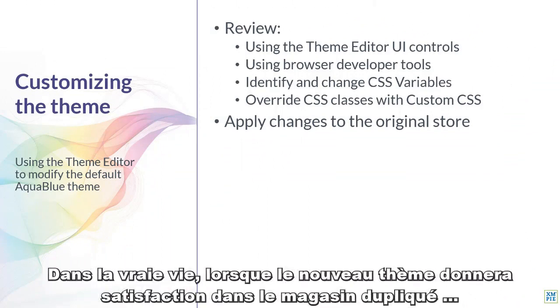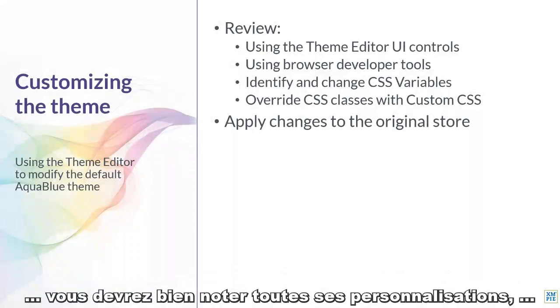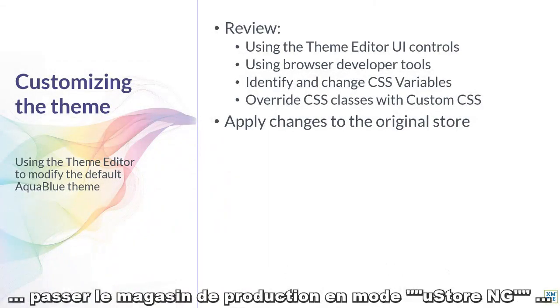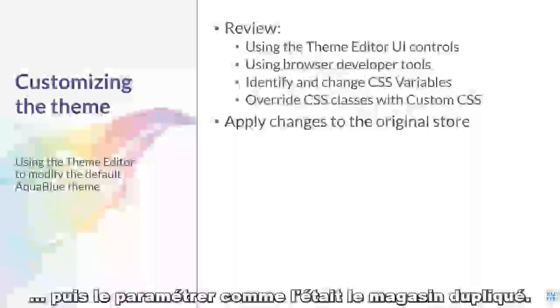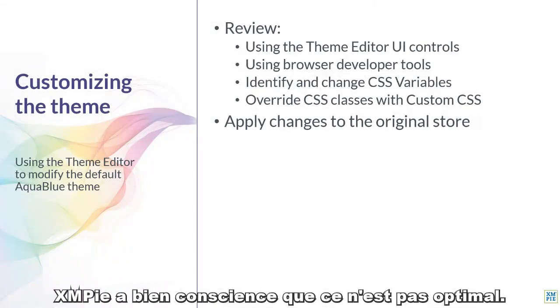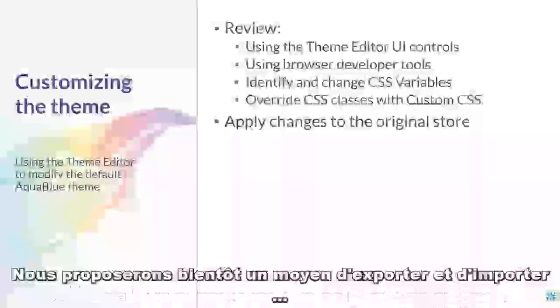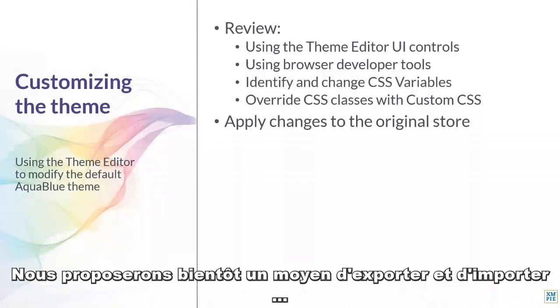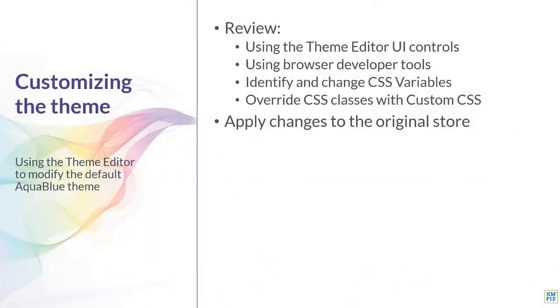So in a real-life situation, when you are happy with the duplicated test store, you need to note down all the customization settings used and swap the live store to use the aqua blue theme and set the same customization settings and publish. XMPie recognizes that this is not terribly convenient or accurate, so we plan to introduce in a future release a method to export and import theme customizations to different stores.